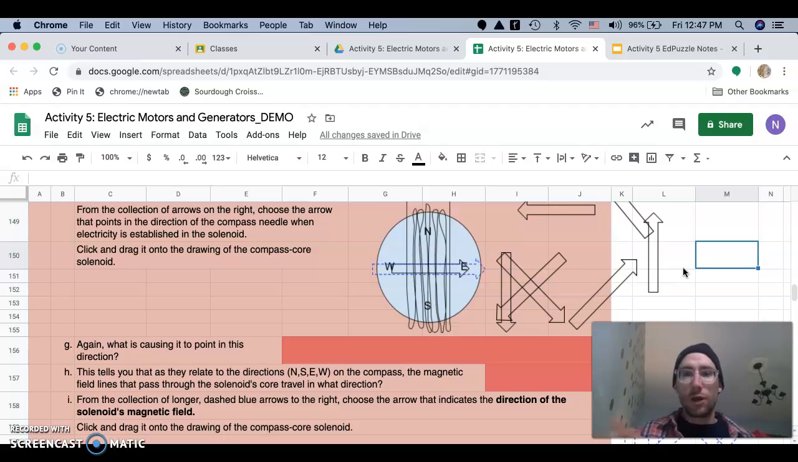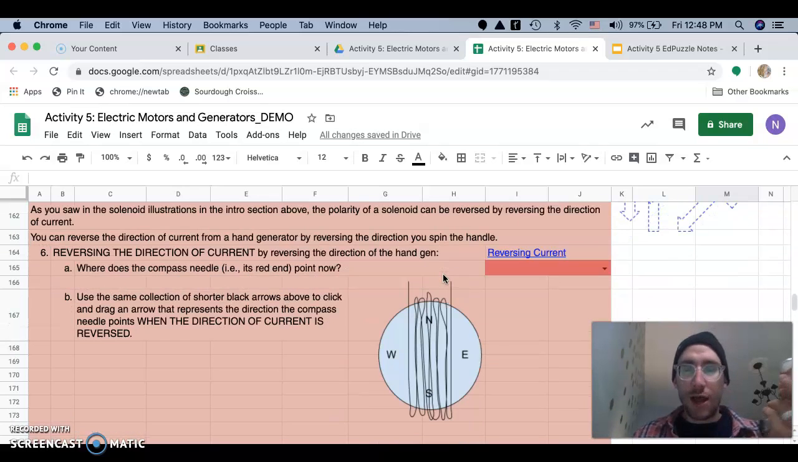Okay, so the concept here is to help you see that wherever the direction of the magnetic field is at any location, if you put a compass there, the needle will point in the direction of that magnetic field. And vice versa, right? If a compass needle is pointing in a specific direction, that must mean that there is a magnetic field pointing in that direction at that location.